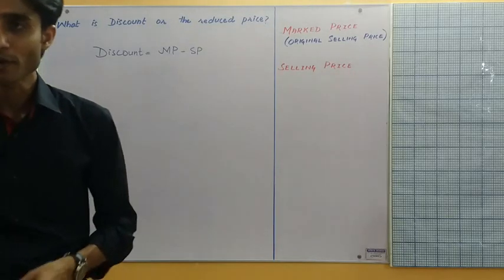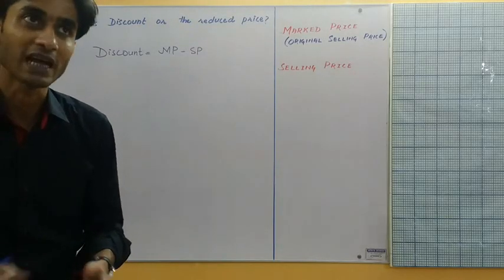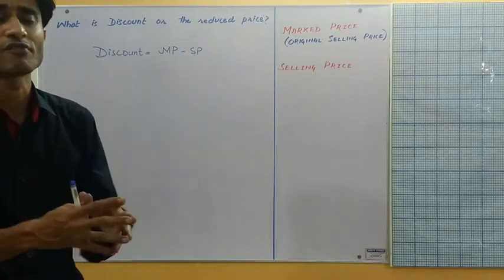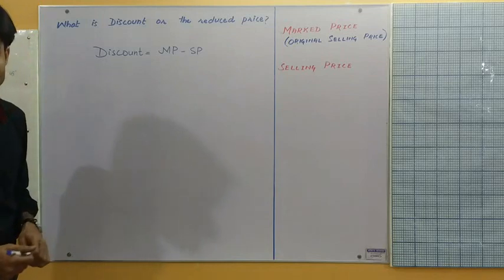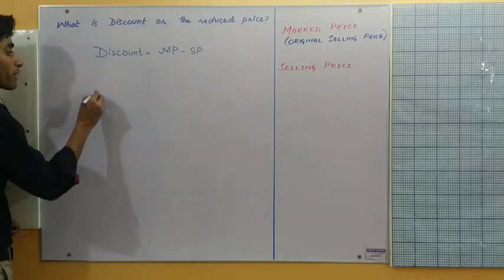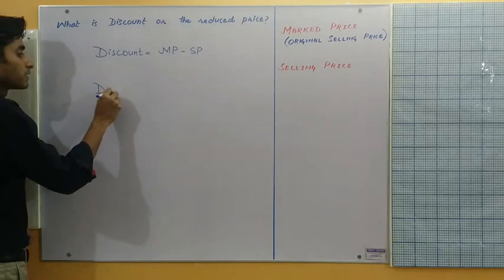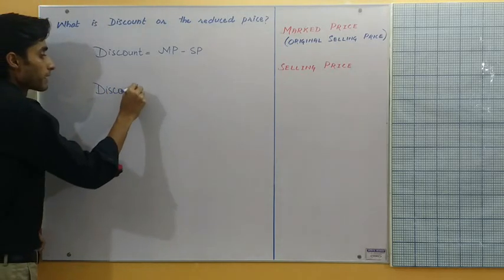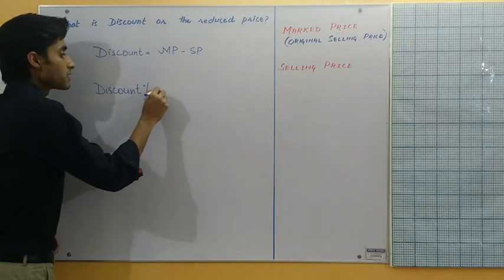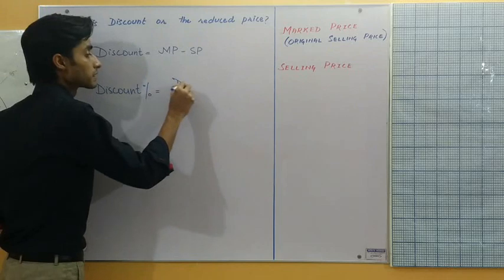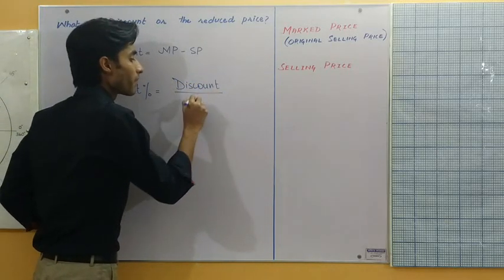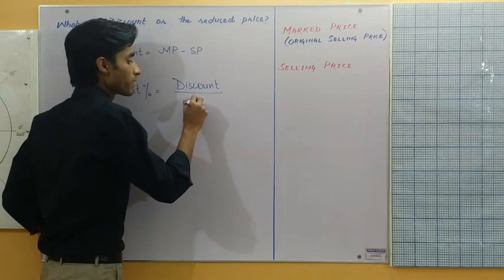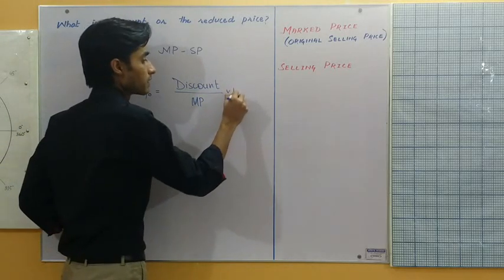Usually discount is calculated in terms of percentages most of the times. As you can see, 70% off, 50% off, 20% off. So that is usually calculated in percentage amount. So how do I calculate the discount percentage? Discount percentage is equal to discount over mark price. Discount is calculated as a percentage of mark price.